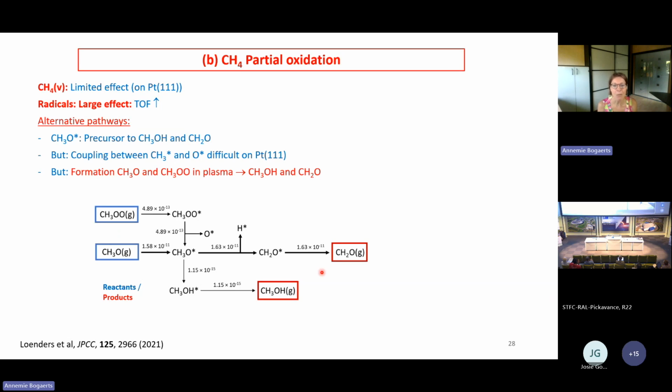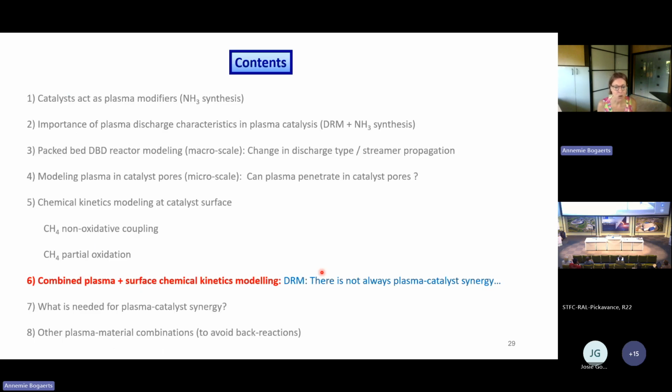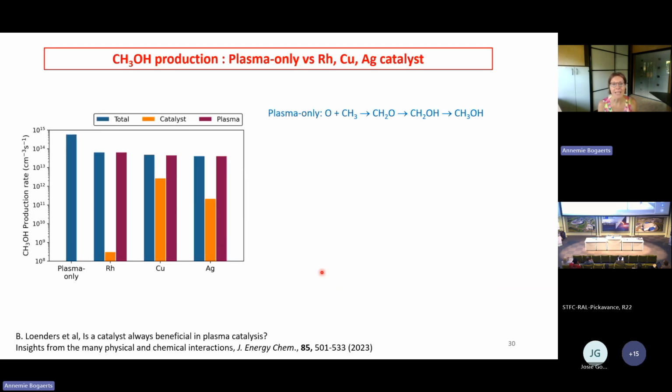Now, I must say that this model was only for the reactions at the catalyst surface. In the next model that I will show, this is a combined plasma and surface chemical kinetics model. I show that actually it's important to combine them, and that the catalyst is not always beneficial. There's also not always plasma catalyst synergy. I show this as an example for the methanol production from dry reforming of methane. I compare here these bars, plasma only, with 3 different catalysts. Actually, we compared many more, but I just illustrated here these 3.